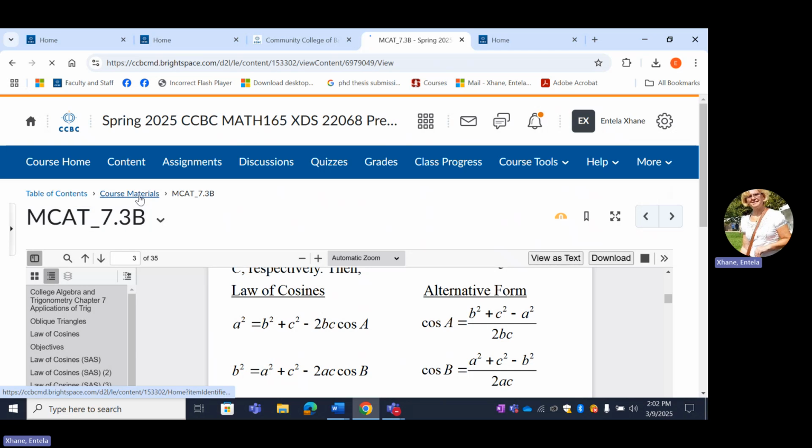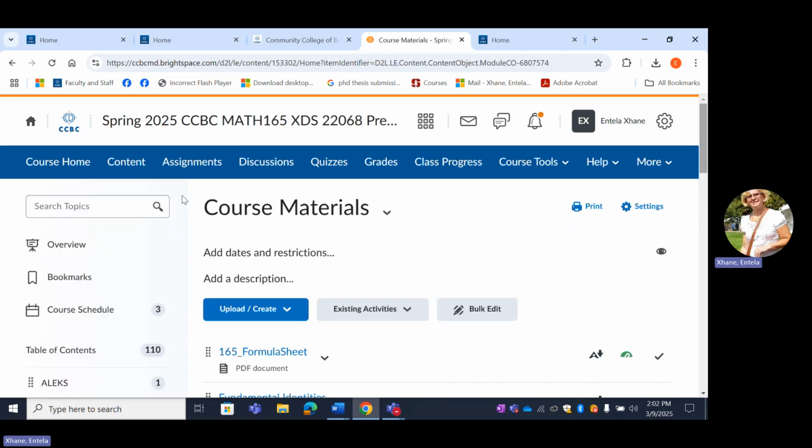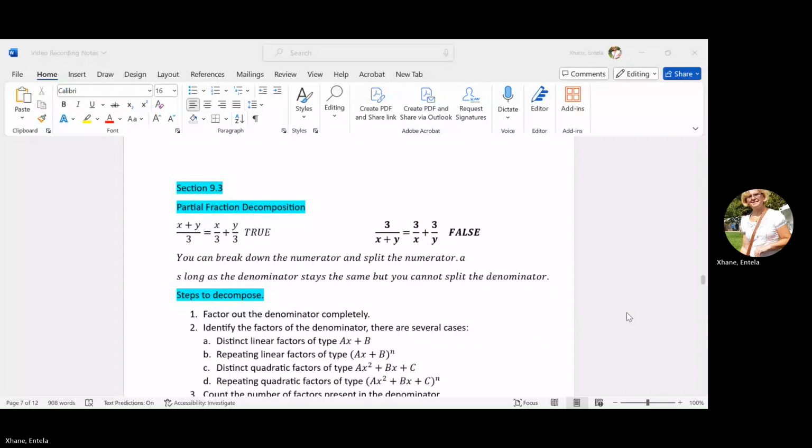Now I'm going to go back to the course material, stop sharing all this, and refer to the final part of this video recording, and that is notes for our section 9.3. These are notes that are already typed in. So you see section 9.3, partial fraction decomposition. I always start off with an explanation why we need partial fraction decomposition, and then I give you a step process to decompose a fraction.